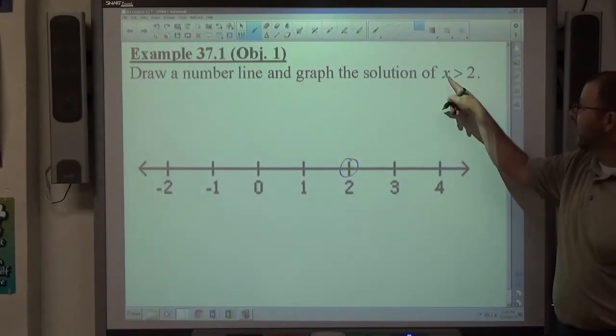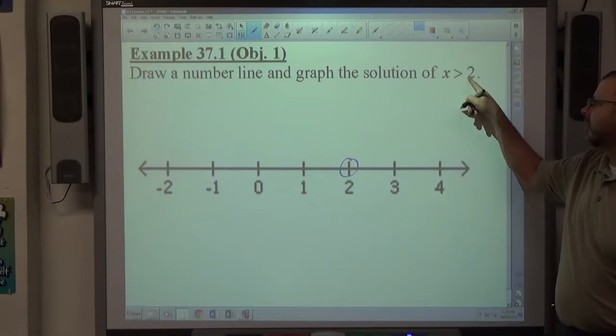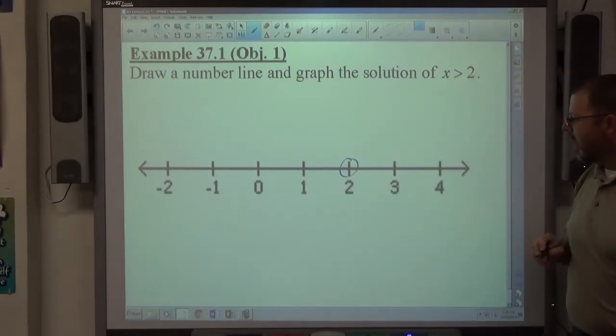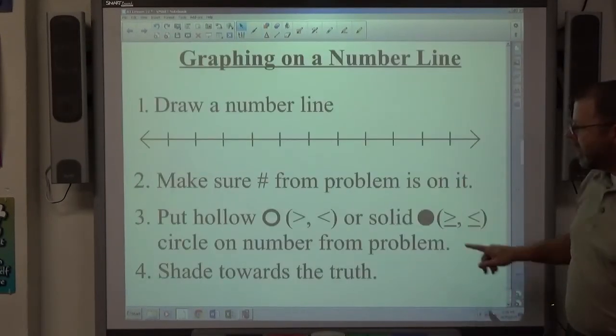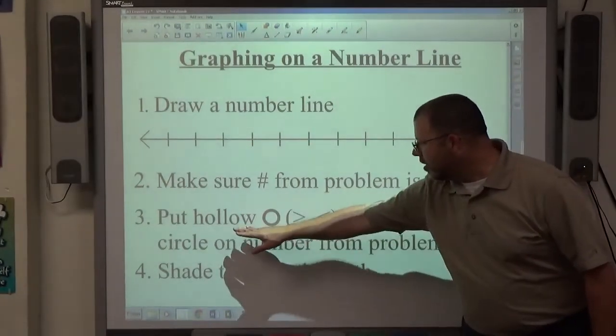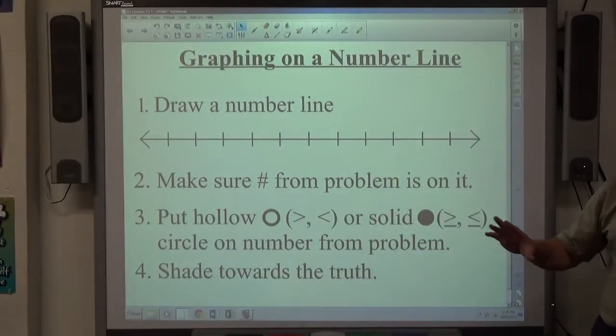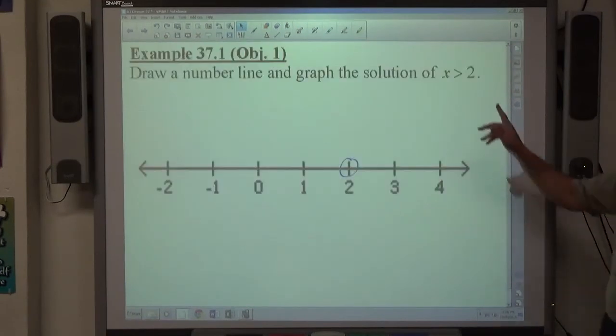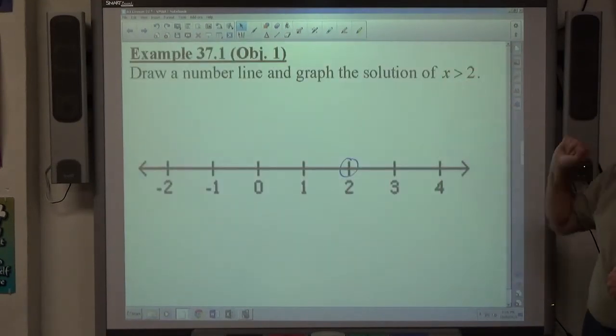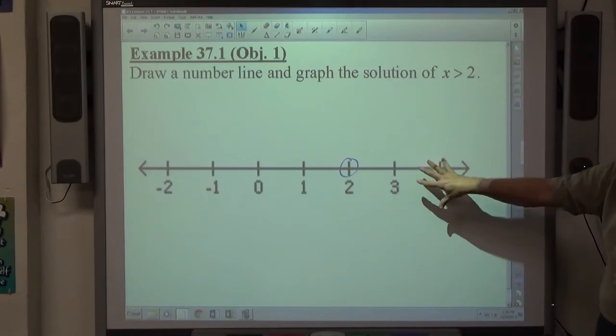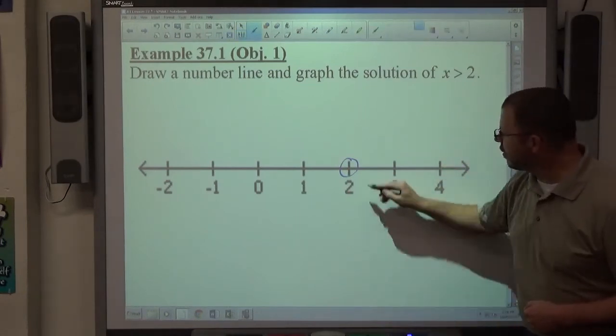Because again, this does not say x equals 2. It just says x is greater than 2. So 2 is my starting point. And then it says shade towards the truth. Okay? You shade towards the truth. So numbers that are bigger than 2 would be what? 3, 4. 3 and 4. So the truth is this way. So we're going to shade towards truth.